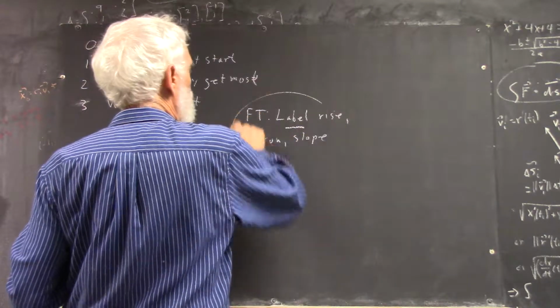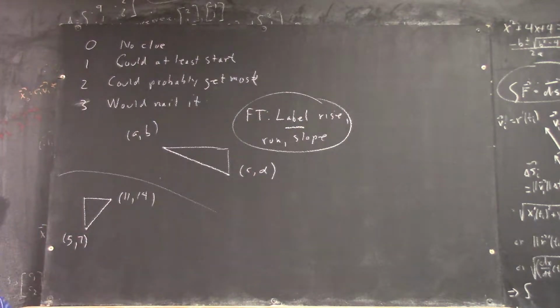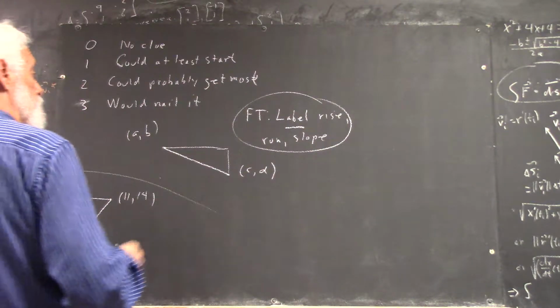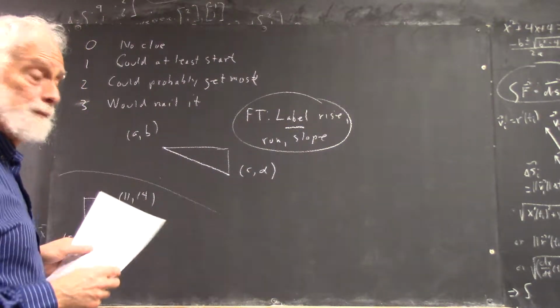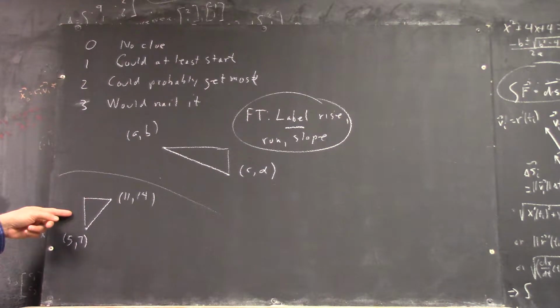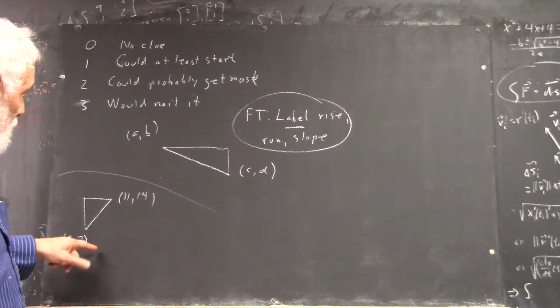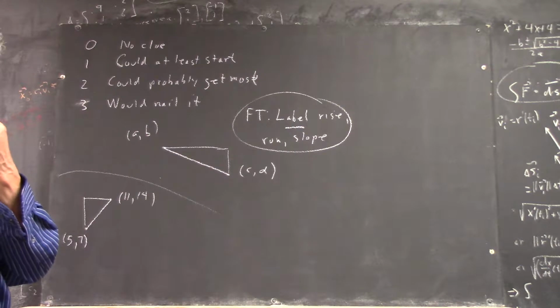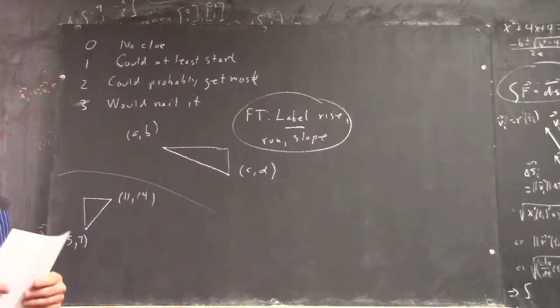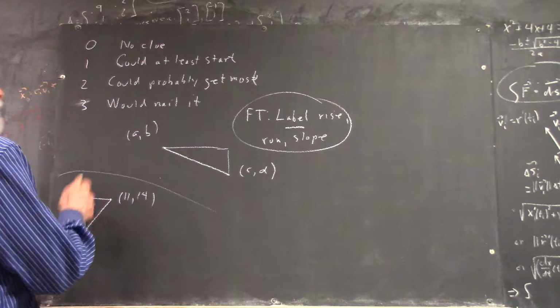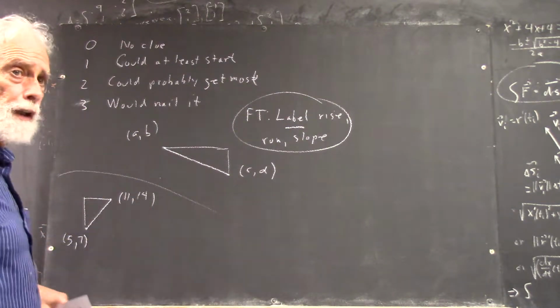Then, label the rise, the run, and the slope. So, what's the rise? Let's say for this triangle, what's the rise? 6? I'd use 7. 7 to 14. You're going up 7 units, right? But first thing you got to do is you got to decide what direction you're going.